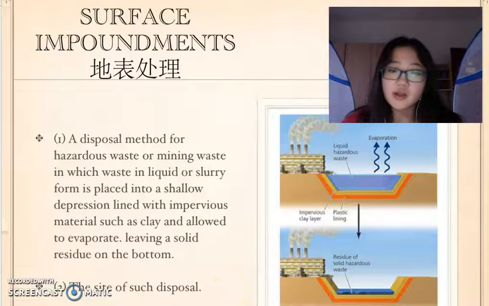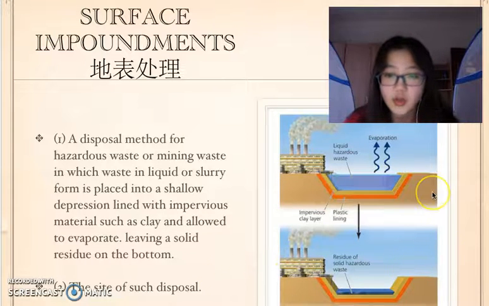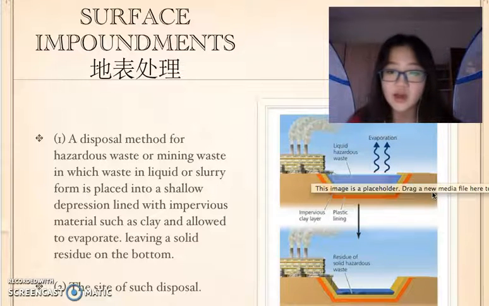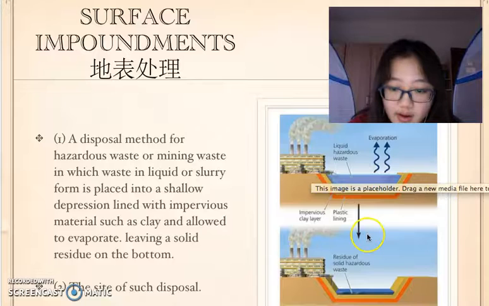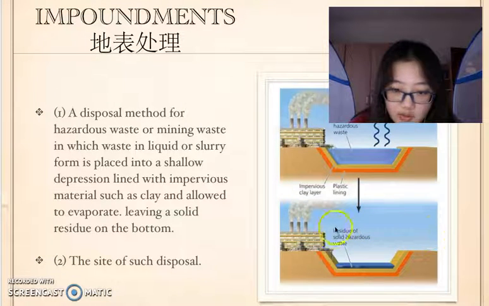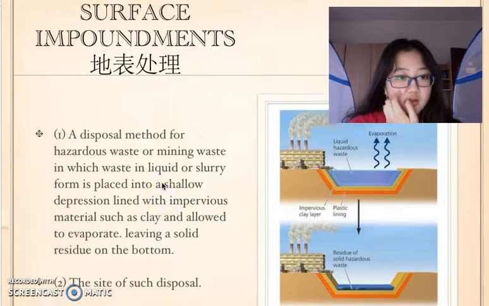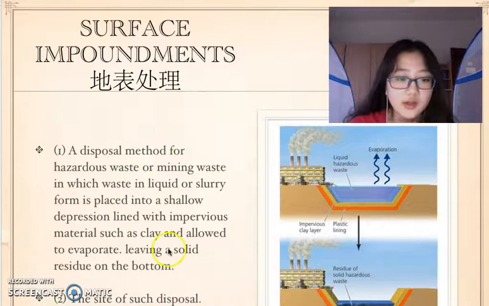What that means is, let's look at this picture. The liquid hazardous waste is in these ponds, and when the water evaporates, the solid residue of the hazardous waste is left here. This is how the surface impoundment process works.